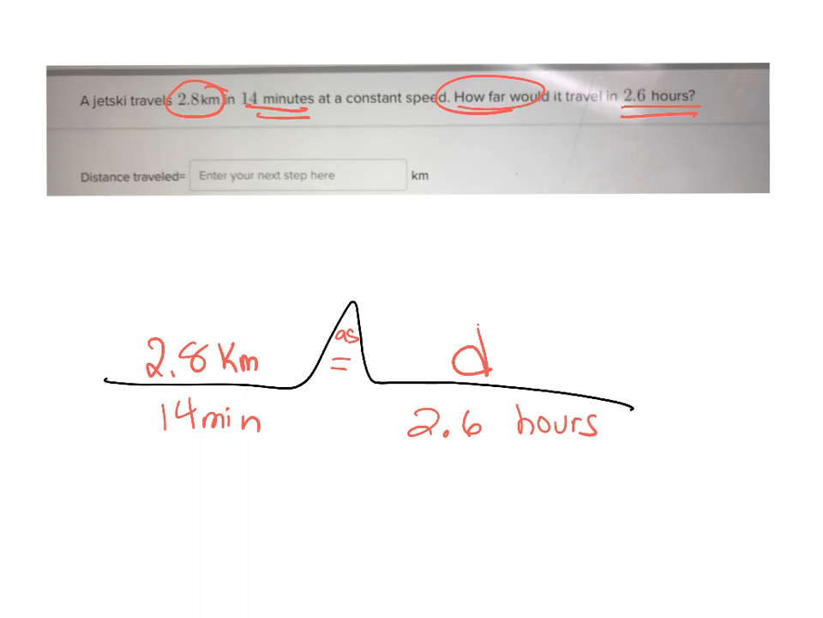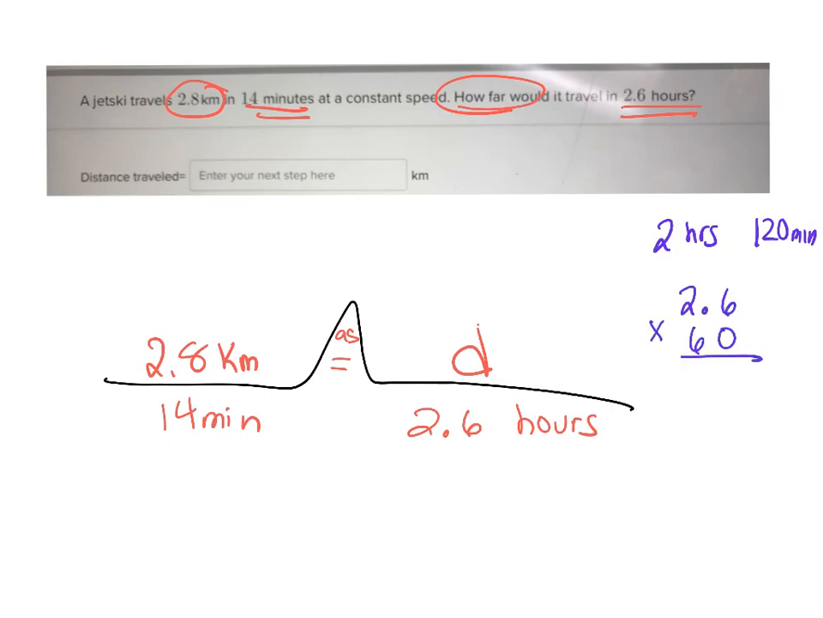Minutes into hours, I would divide by 60. Hours into minutes, I would multiply by 60. So how many minutes is 2.6 hours? Well, let's see. 2 hours is 120 minutes. 0.6 hours is 6/10 of an hour. At this point, you might be a little confused doing it the long way, so you might just go 2.6 hours multiplied by 60 minutes.